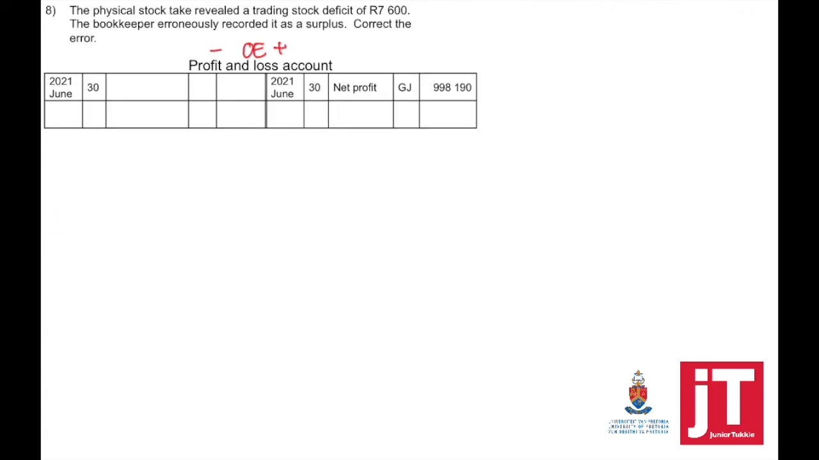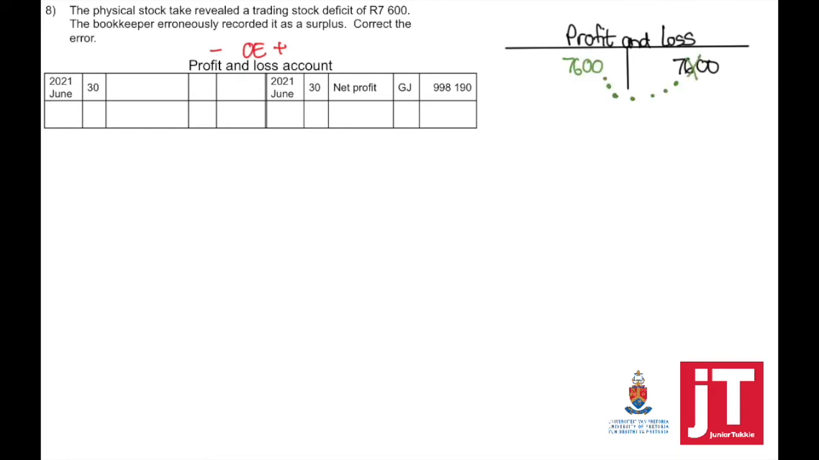Adjustment number 8. The physical stock take revealed a trading stock deficit of 7,600. The bookkeeper erroneously recorded it as a surplus. Correct the error. So if I look at what has been done in the profit and loss account to calculate the net profit, we said that the trading stock was a surplus of 7,600. So that was done incorrectly.